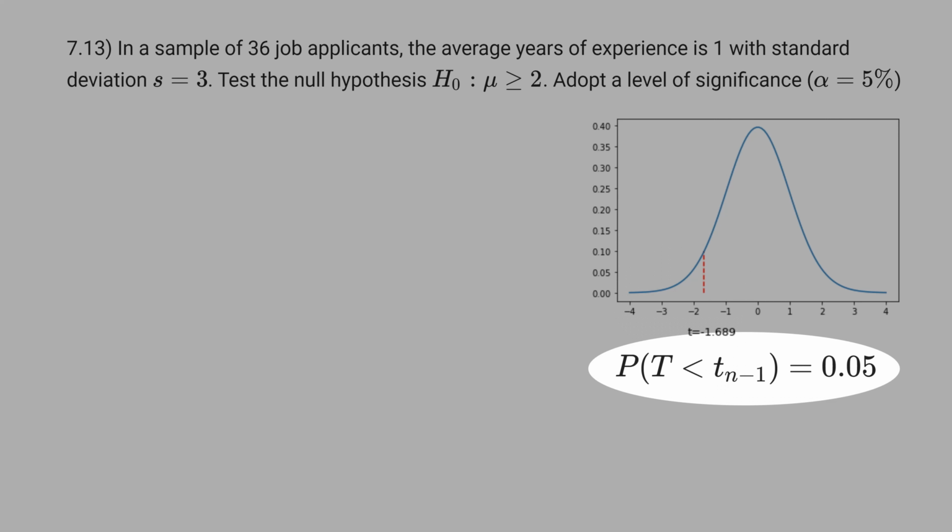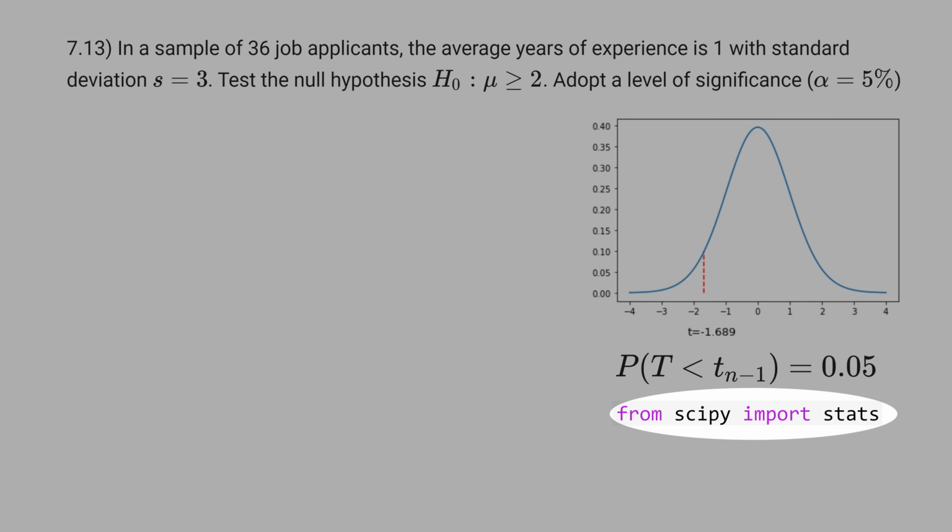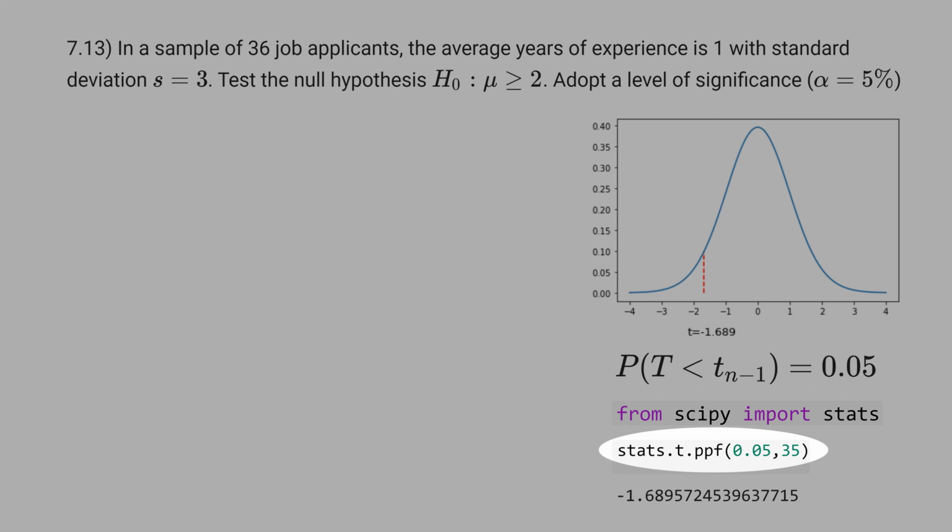This t-value comes from this equation here. The probability of t, a random variable, being smaller than a specific outcome equals 5%. I have to code this equation in the computer to get this t. In Python, you use the library scipy and we import stats. Then we type stats.t.ppf, the percentage point function. Then you pass 5%, and 35 is the degrees of freedom because you have 36 job applicants, it's n minus 1. See that you get minus 1.68.